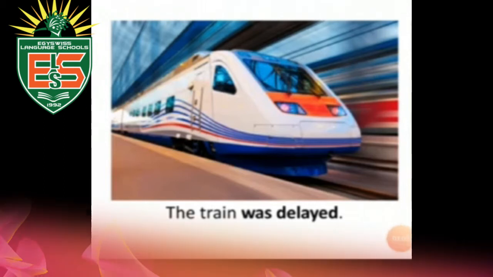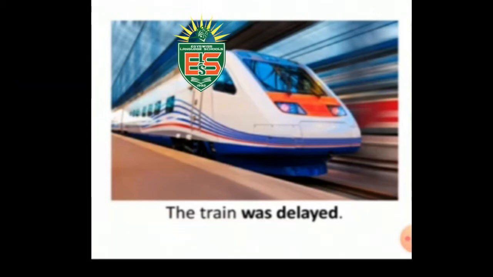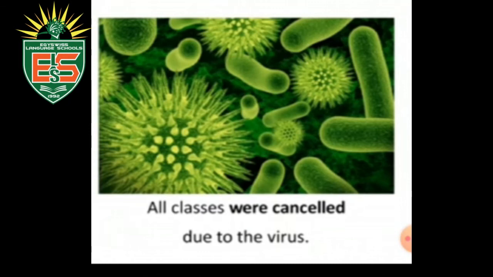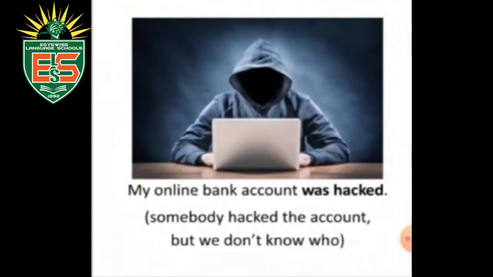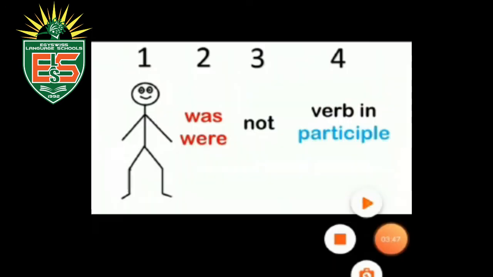Let's take more examples. Here, the train was delayed. All classes were cancelled due to the virus. So all classes, after that was or were. Classes here is plural, so I have to put were, and after that, the verb in the past participle, which is cancelled, and the rest of the sentence. Here, my online bank account was hacked. Somebody hacked the account, but we don't know who, so it's not important.